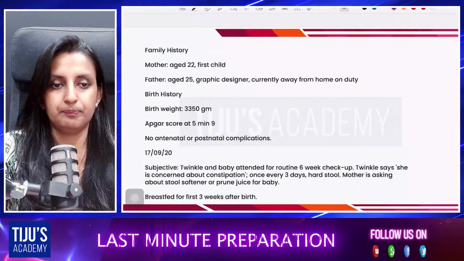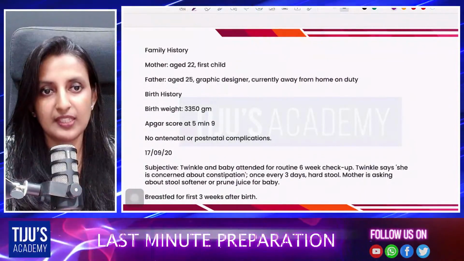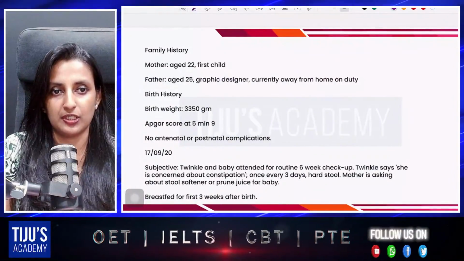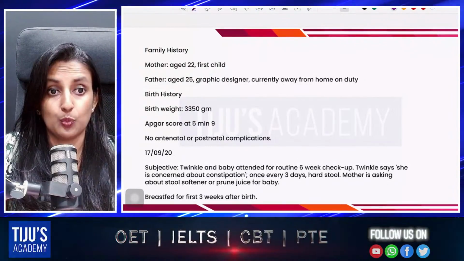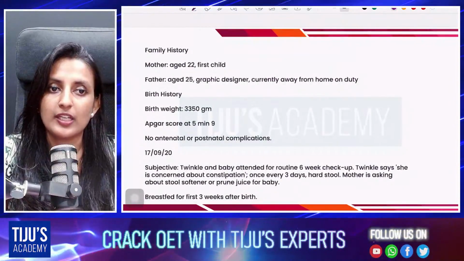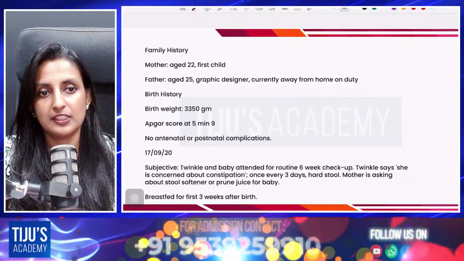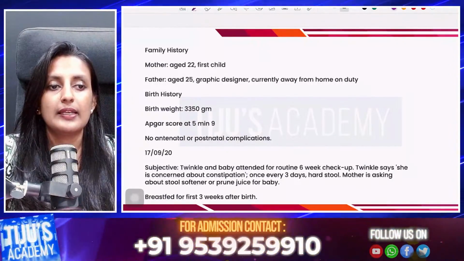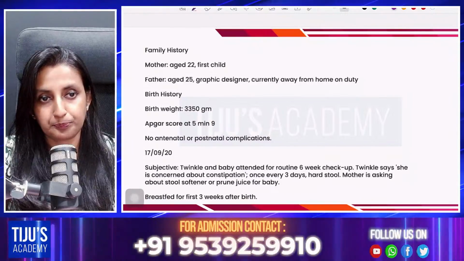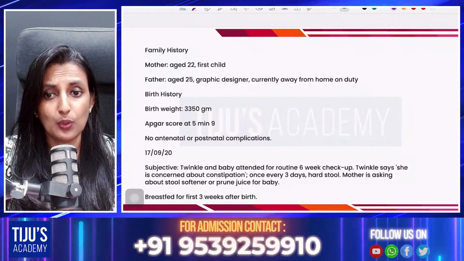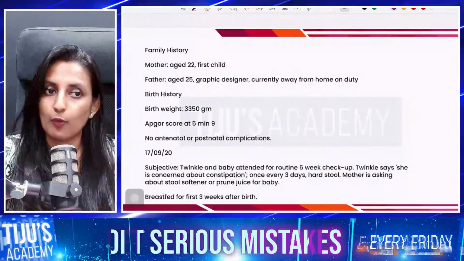Now we'll move on to the next area, that is about the family history of the patient. Mother is age 22. So his mother is 22 years old, and that's his first child. And father is 25 years old, graphic designer, currently away from home on duty. So his father is 25 years old and he is not at home.